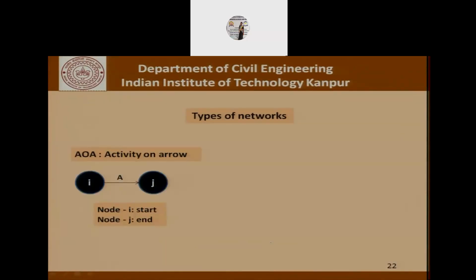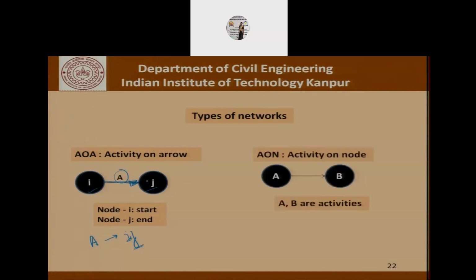Now, there are two types of networks. One is called the activity on arrow. Activity on arrow means that there is an activity A and there is an arrow between node I and node J. So this activity A is actually represented as IJ, where I represents the start of that activity and J represents the end of this activity, and A itself sits on the arrow connecting I and J. These arrows are directional. So it's an I to J arrow and not J to I. It's not interchangeable. It's an activity IJ, which means it starts at I and ends at J.